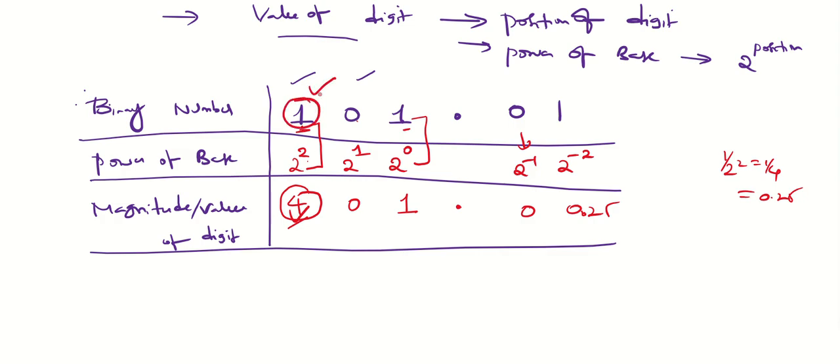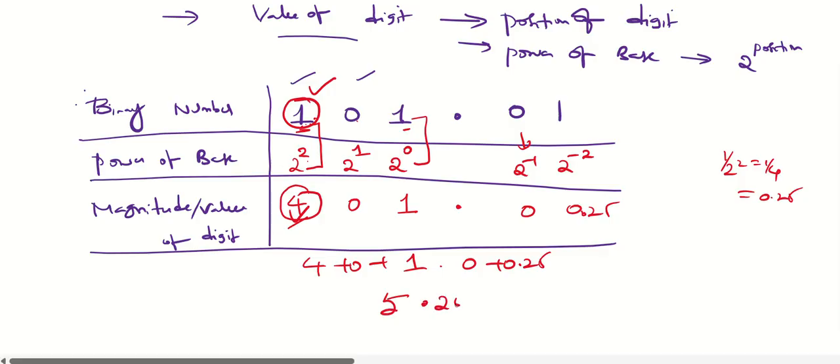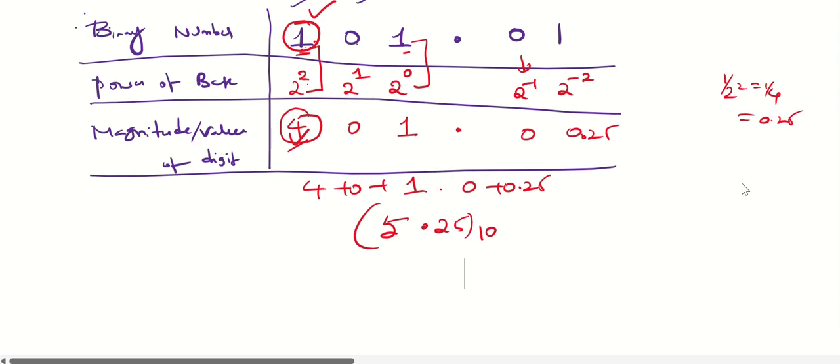A 1 is placed somewhere in the binary number, so what is the exact value of this digit? We should know it by this process, and here we get the value 4. If you want to get the decimal value, you can accumulate all these numbers: 4 plus 0 plus 1 point 0 plus 0.25. Then the final value is 5.25, the decimal value. This is the way you can find the value of binary in decimal.